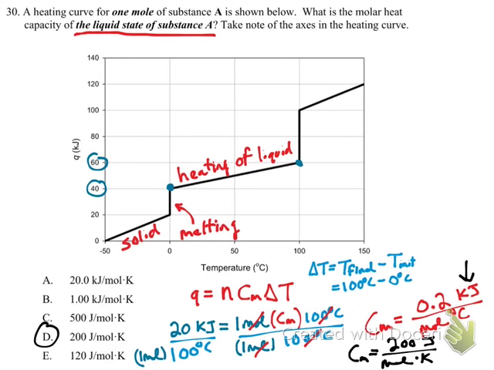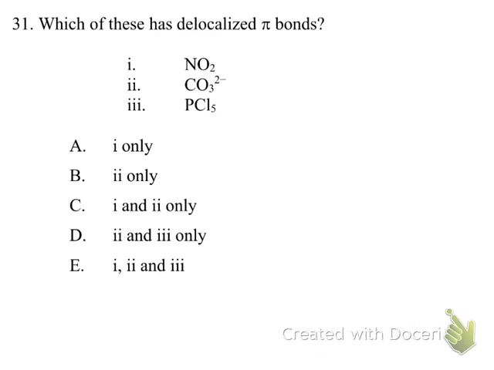This question asks, which of these has delocalized pi bonds? So delocalized pi bonds, what are we looking for? Resonance. We're looking for resonance. So let's draw each of these structures and see if they have resonance structures.